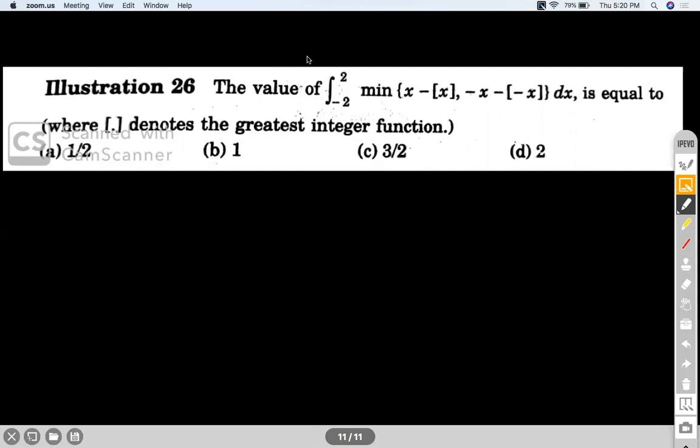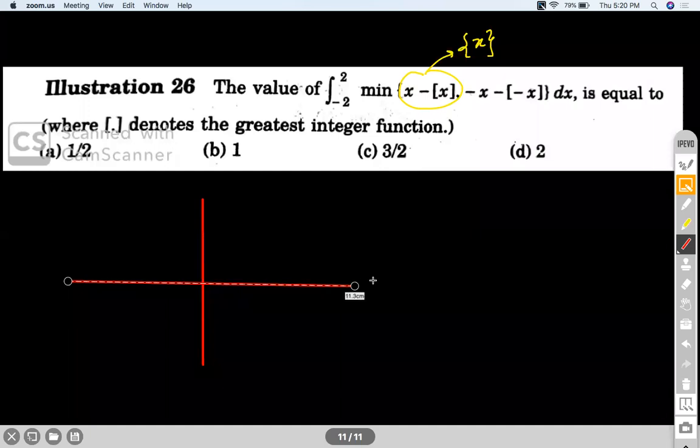Okay, so Santosh says D. Niranjan says C. Both of you are wrong. That means the only answer left is B. B is the right answer. See guys, I think you have not been able to identify this function. This function is your fractional part of x, isn't it? Okay. So let us try to draw the fractional part of x.